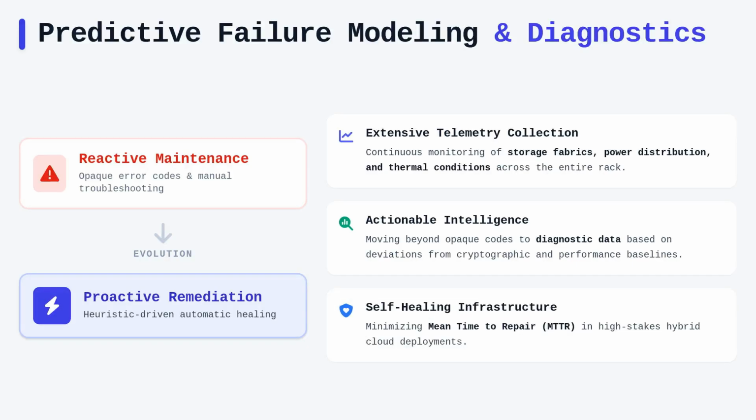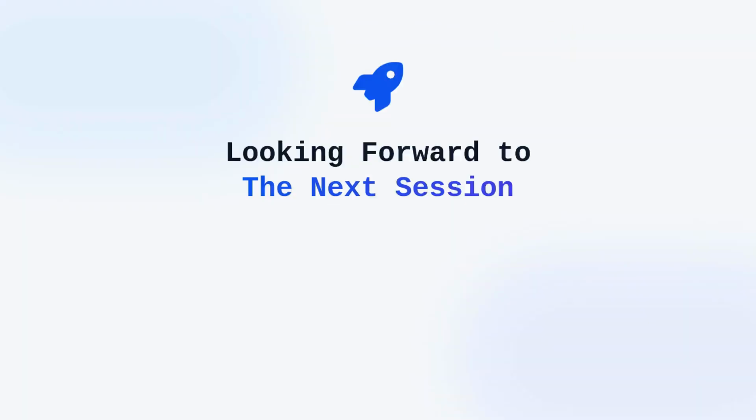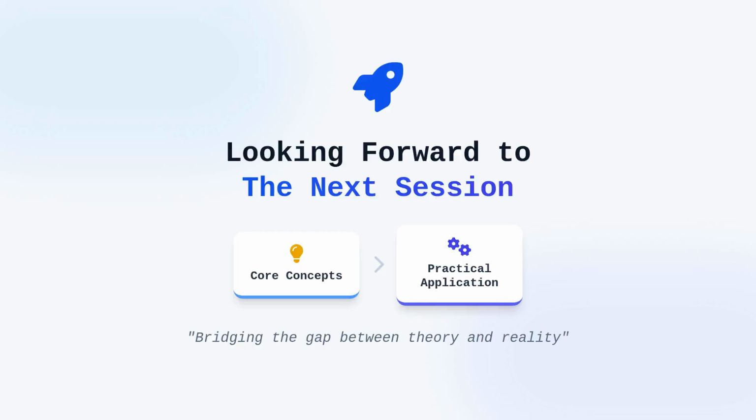This internal awareness allows for rapid remediation, minimizing mean time to repair during stress conditions. Essentially, your role is to configure these parameters such that the system acts as a self-healing entity, reducing the risk of downtime in mission-critical hybrid cloud deployments. I look forward to discussing how these concepts translate into practical application in the next session.